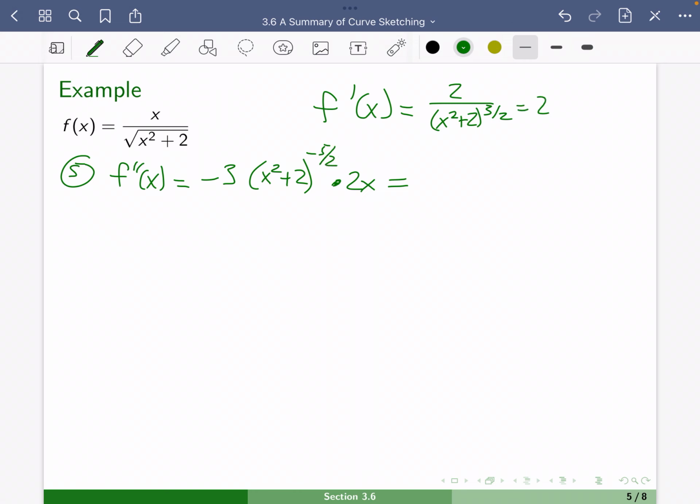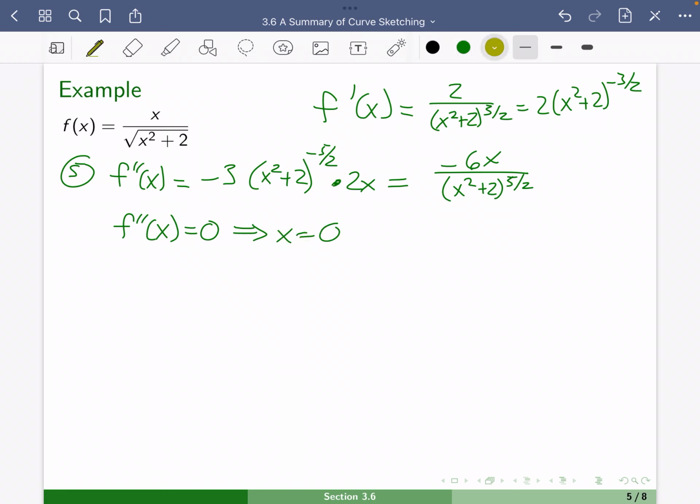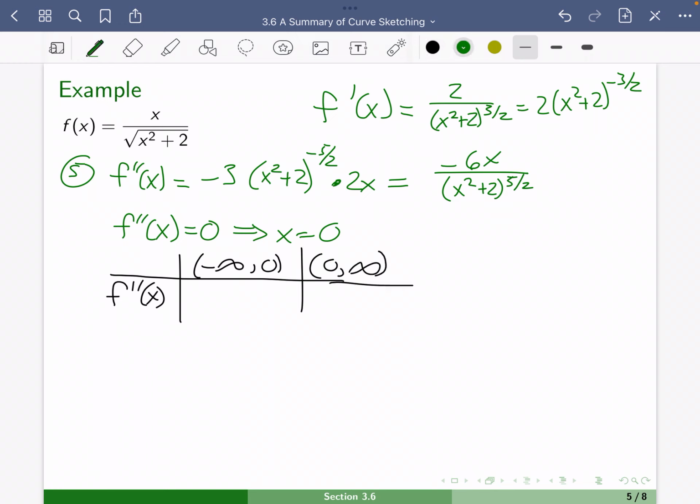What I'm doing is thinking about this as 2 times x squared plus 2 to the negative 3/2. So I brought the power down and subtracted 1 from the power. And so we get negative 6x over x squared plus 2 to the positive 5/2. We notice that our second derivative is 0 when x is 0. So when we look at this sign chart for our second derivative, we're going to break it up at 0, so from negative infinity to 0, and from 0 to infinity. Plug in something smaller than 0, and we get a positive output. Plug in something larger than 0, and we get a negative output.